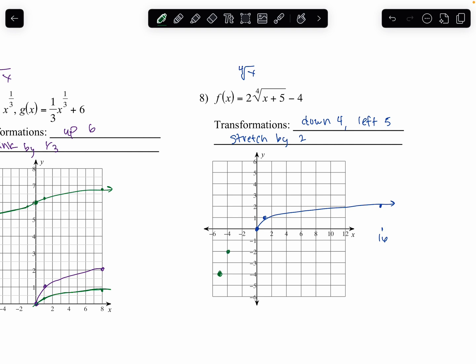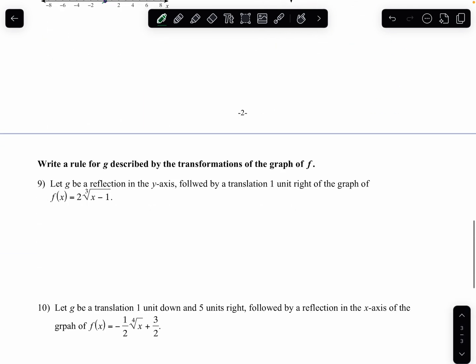Okay, and then the other point to graph right here, remember that we're going to stretch this by 2, so instead of this being a distance of 2, it's going to have a distance of 4. And we're going to move it down 4, so if I move that down 4, that would be on the x-axis, and if I move it to the left 5, that would put it at 11, so that would put it right here. So there you go. That's what the graph would look like. All right.